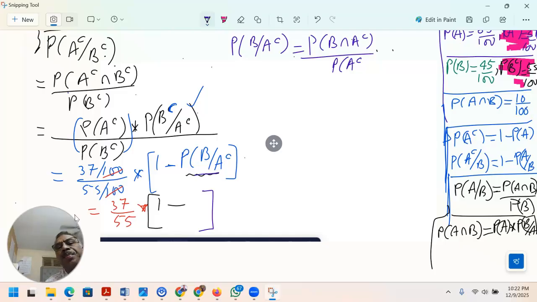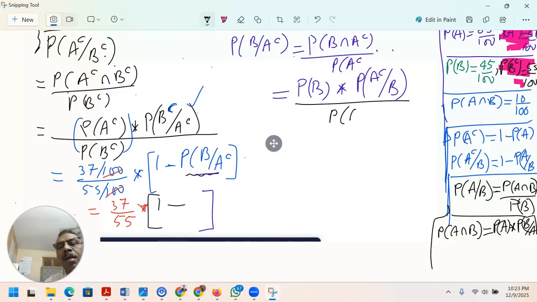Okay. Then again, this becomes equal to the conditional probability of B times the probability of A complement when B has happened. Let's see, this equals, and I think I forgot to divide this by the probability of A complement. Now this piece and this piece we already know, we can plug it in.